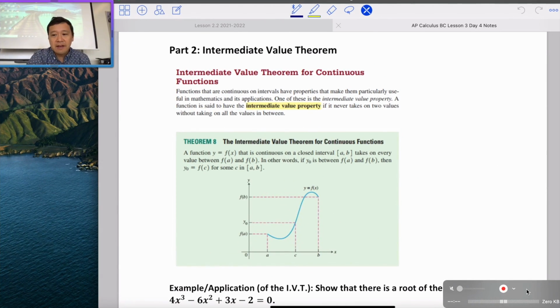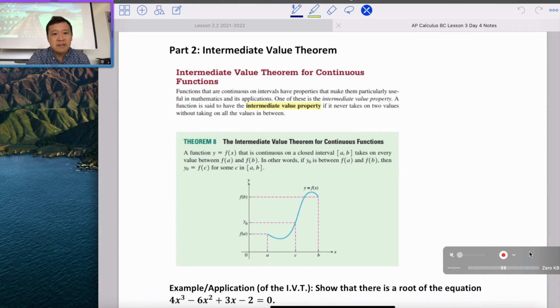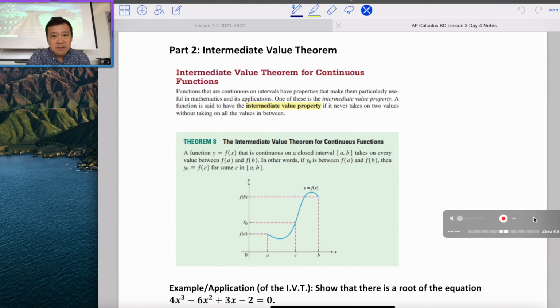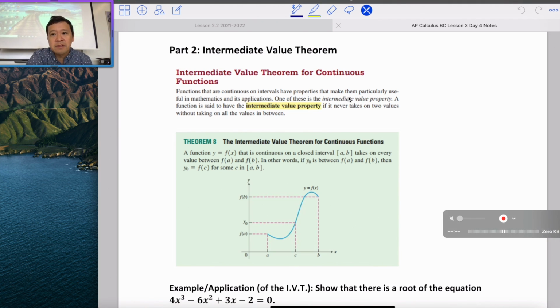Class, here's the last part of today's lesson. It's known as the Intermediate Value Theorem, or simply the IVT. IVT is, again, one application of the concept of continuity. Functions that are continuous on intervals have properties that make them particularly useful in mathematics and its applications. One of these is called the intermediate value property.